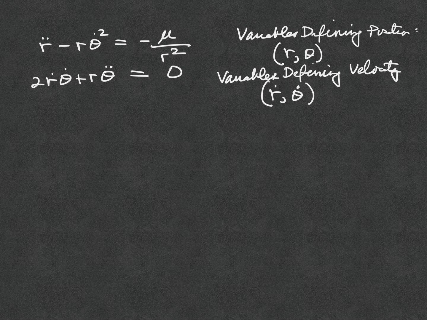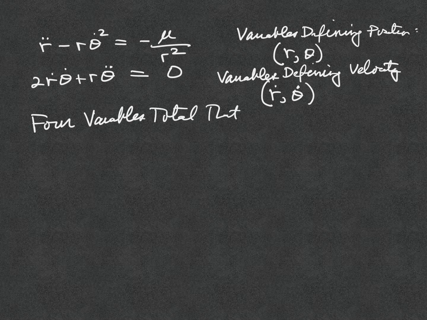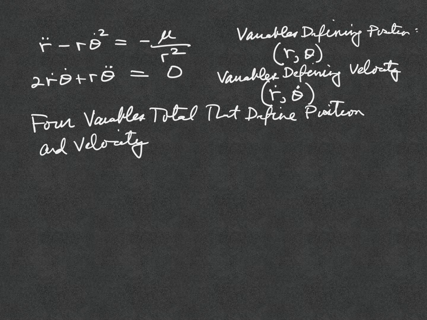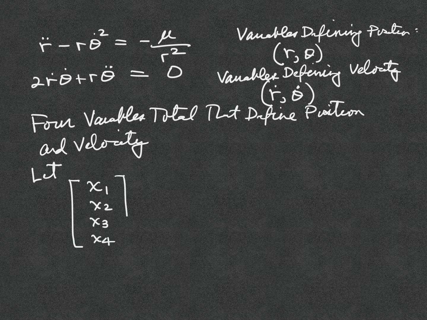So the first thing we're going to do is this. We're going to say we have 4 variables here. You see this. So there are 4 variables total that define position and velocity. So we're going to use all 4 of these variables. So what we're going to do is start with the 4 variables, and I'm going to make the following substitution. So I'm going to say x1, x2, x3, x4, because I need 4 variables, because I have 2 for position and 2 for velocity.